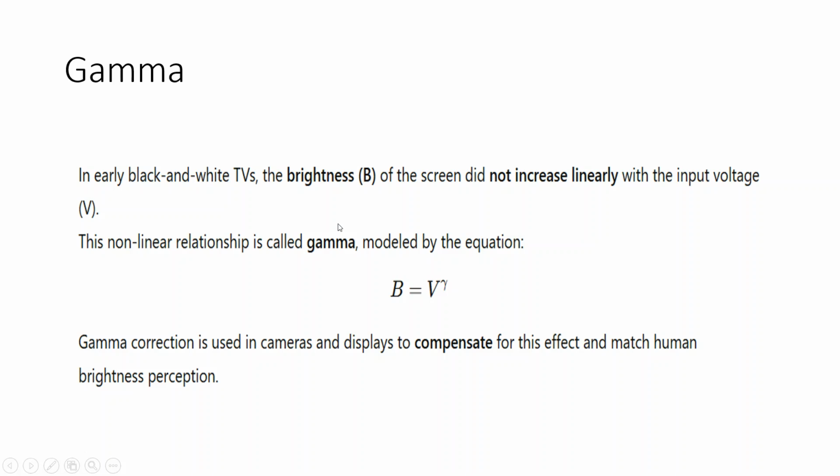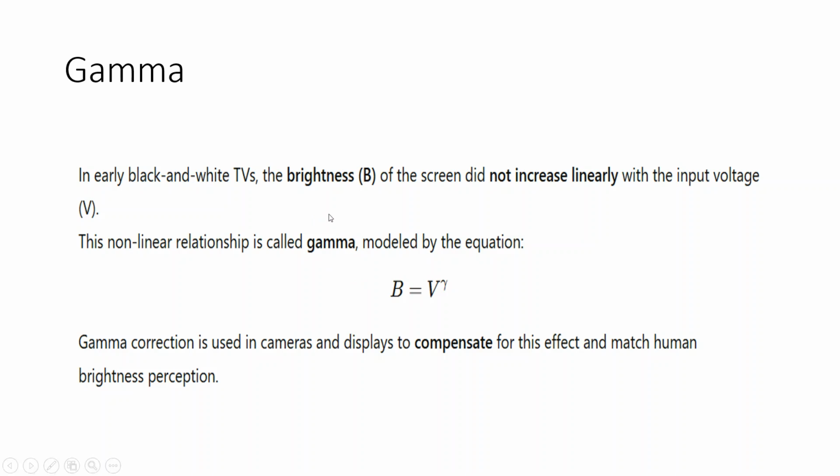The next one is gamma. In the beginning of the digital camera part 1 video, we have seen a pipeline, right? The first step we discussed is optics. Optics means converting a scene to a sensor. Light falls on the scene, which is converted to photons or electrons. Then it is converted to a voltage, which is given as the input to the ADC. That is what we have seen in the beginning.